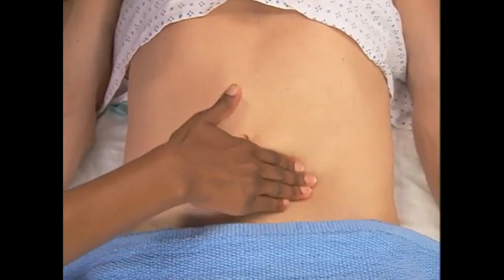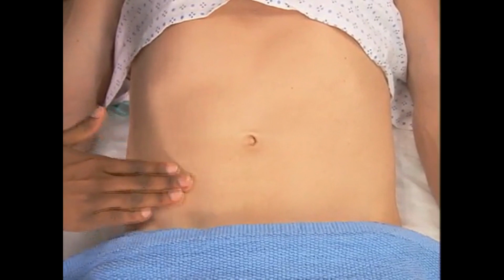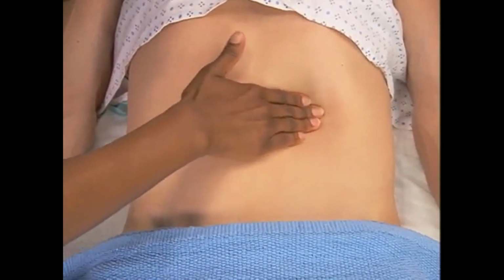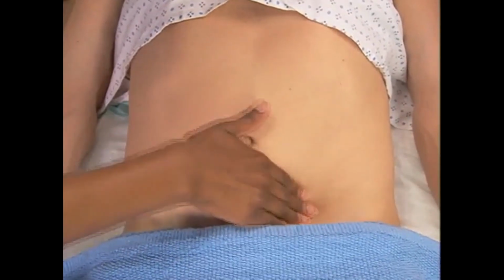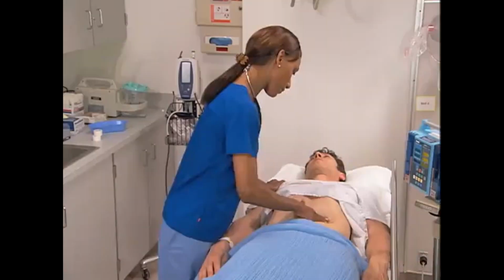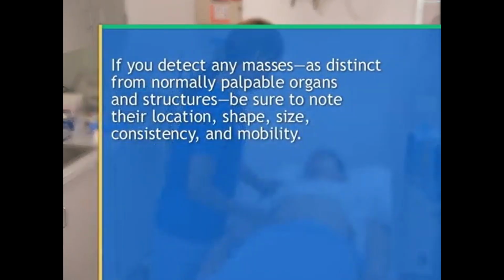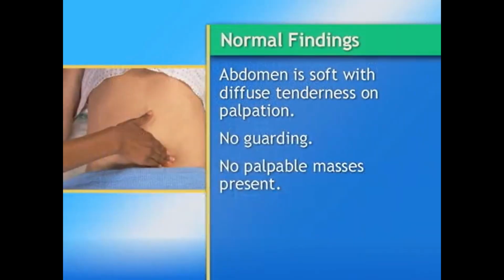Next, proceed with palpation, beginning with light palpation to assess for tenderness and guarding. Then palpate deeply in all 4 quadrants, assessing for subtle masses and to delineate the abdominal organs. The client may normally feel mild tenderness during deep palpation. If you detect any masses, as distinct from normally palpable organs and structures, be sure to note their location, shape, size, consistency, and mobility. Abdomen is soft with diffuse tenderness on palpation.